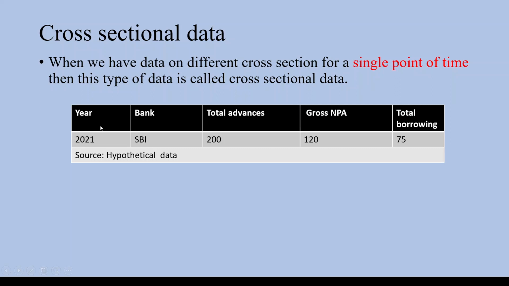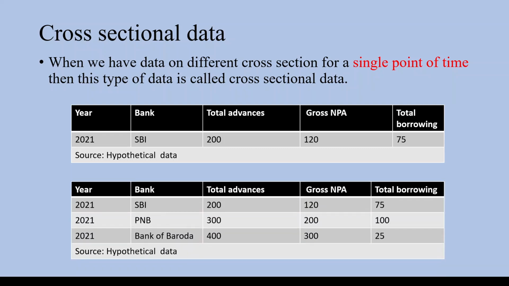SBI Bank 2021 on different cross sections: total advances, gross NPA, and total borrowings. So here we are considering only 1 year, and the main thing is we have only a single point of time. We have another example of cross-sectional data. This is also a type of cross-sectional data.